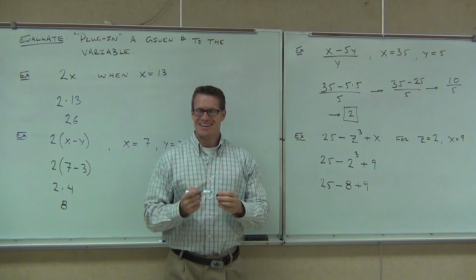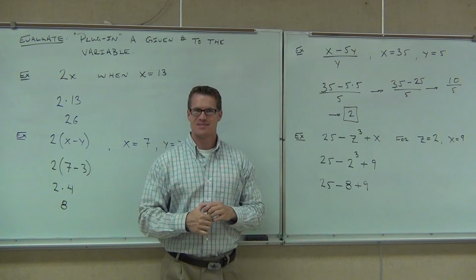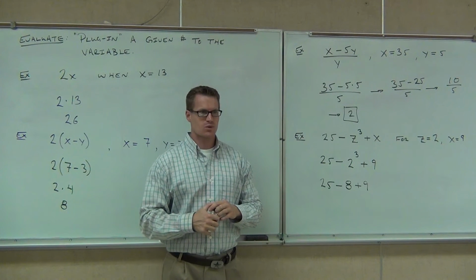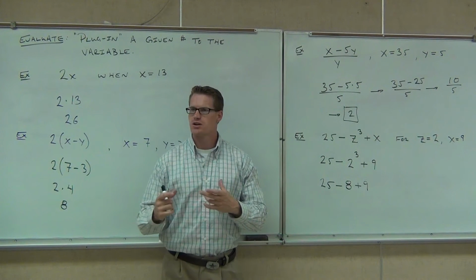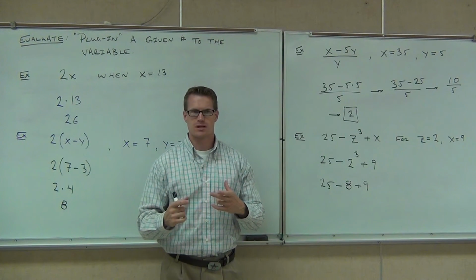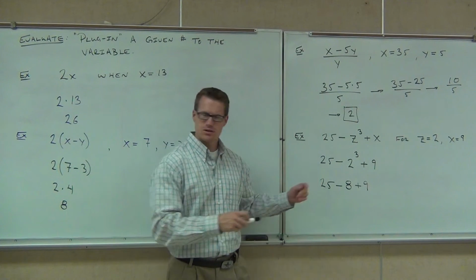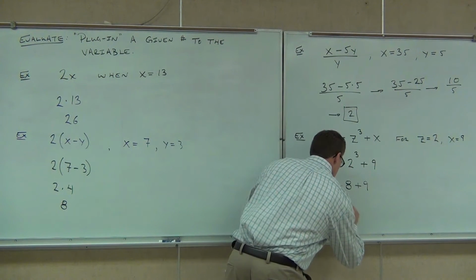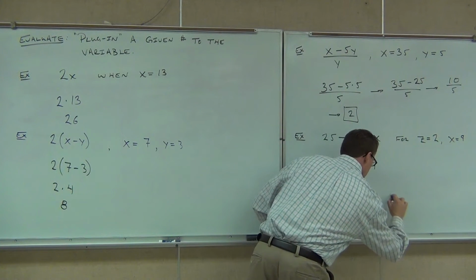Okay, and then we add first, right? Yes, sir. Oh, I caught you. Did we add first in this one? No, you go left to right. Definitely left to right. If you add first here, you're going to get something way different than the right answer, that's for sure. So we're going to subtract first. 25 minus 8 gives me how much? 17. Add that 9 and you get 26.